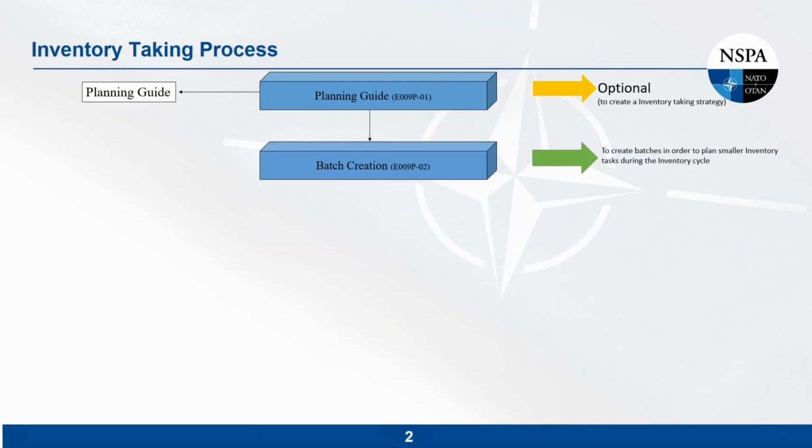The next step is the badge creation. To create badges in order to plan smaller inventory tasks during the inventory cycle. Now, an audit team would like to see that you are creating multiple badges throughout the year to make sure and to show that you are, let's say, in control of your warehouse. I strongly recommend to create multiple badges.